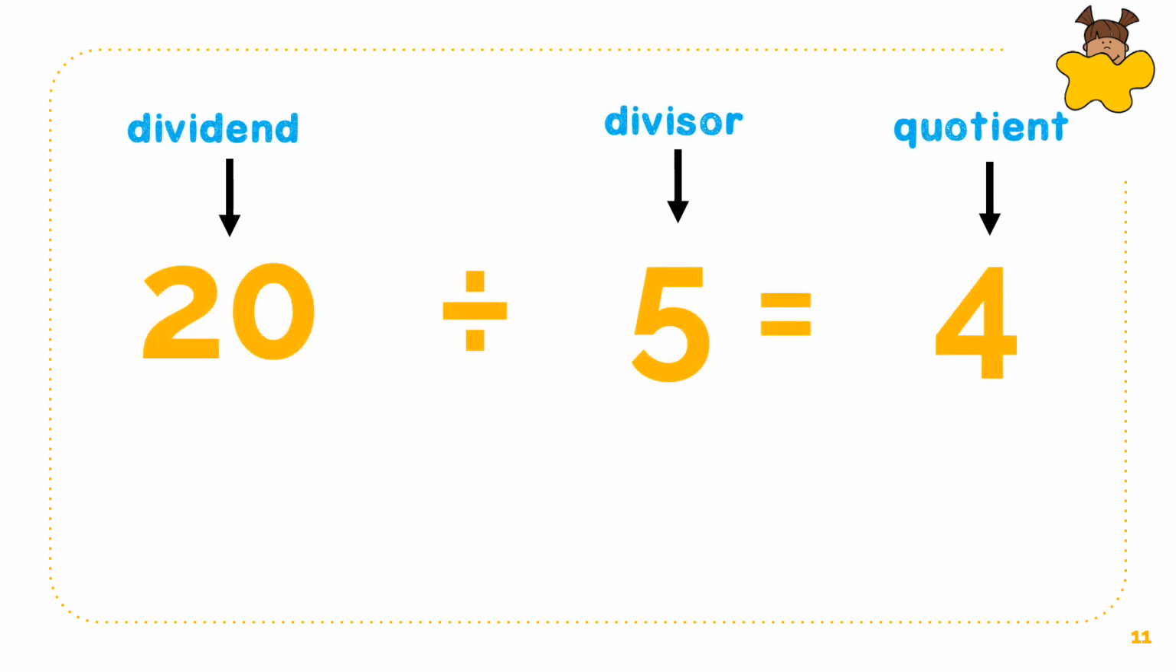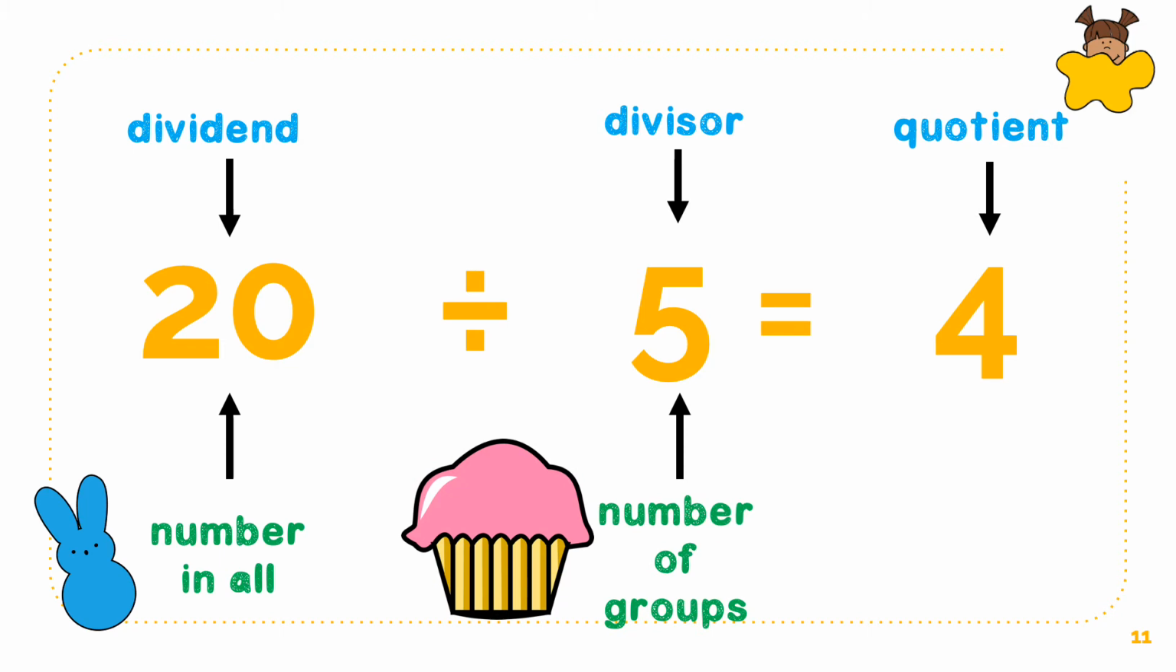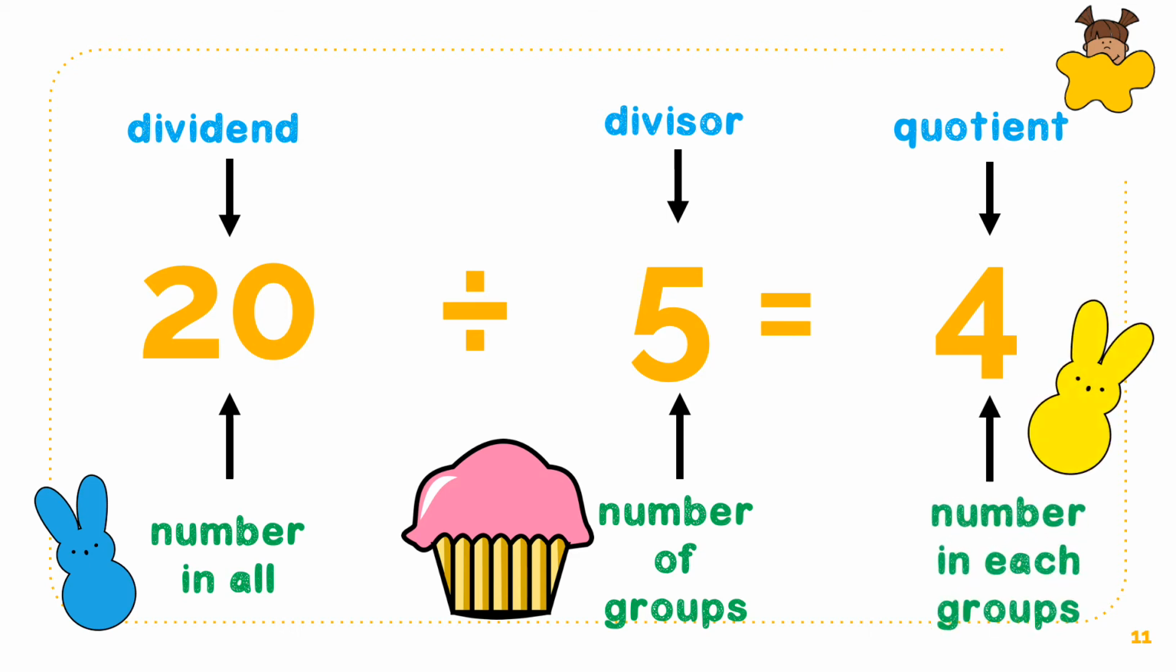We are now going to look at the division sentence for this problem. 20 divided by 5 equals 4. The first number represents the number of Easter candies Fernando had. He had 20 Easter candies. The next number represents the number of groups. He made 5 cupcakes. The last number tells me the answer, or the number of candies each cupcake has.